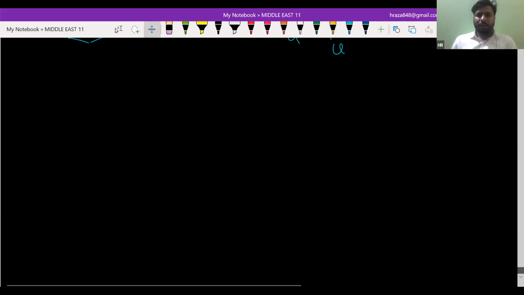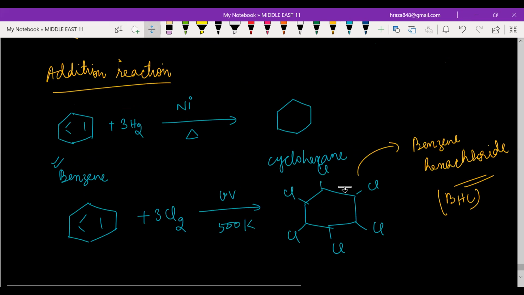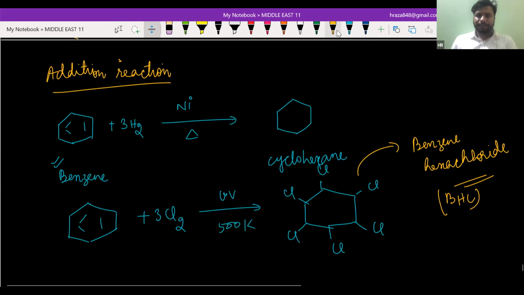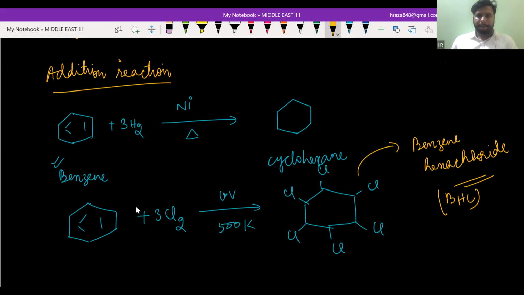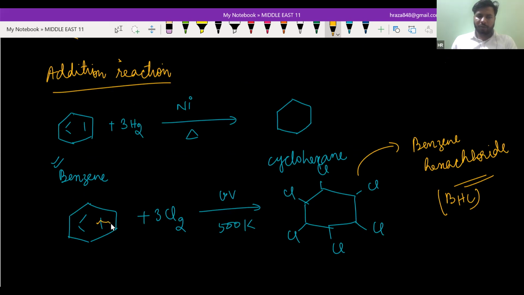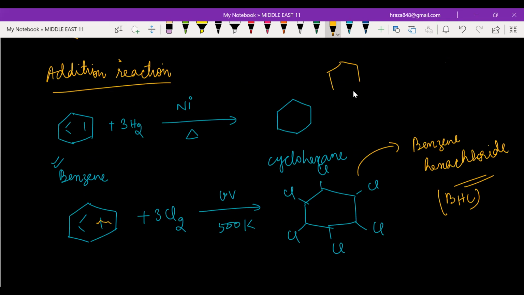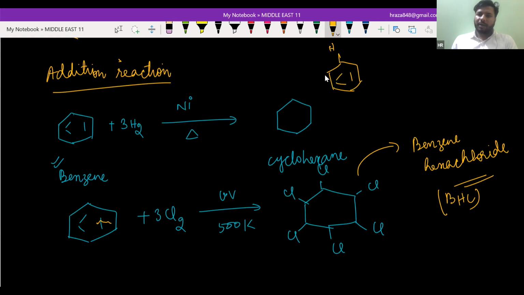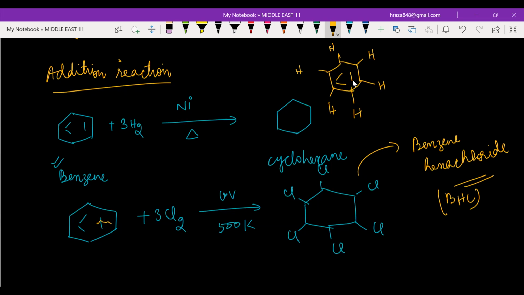Sir, next, there will be no double bonds? There won't be any double bonds. If you are going to add something, you have to break the bond. Hydrogen is not removed, only the bond is broken. In benzene, hydrogen is hidden. Every carbon has one hydrogen in order to satisfy its bonds, so basically we don't show hydrogen. In order to add chlorine, we have to break the bond.